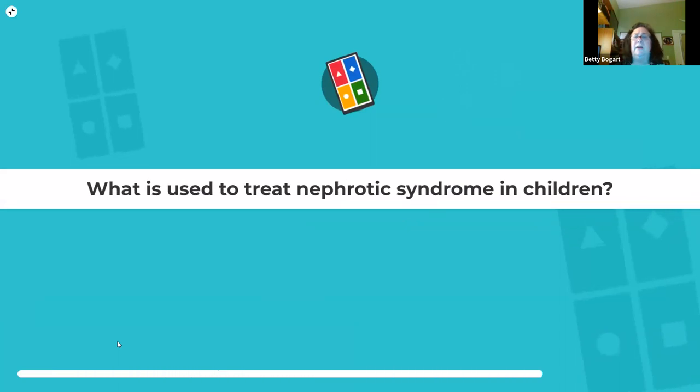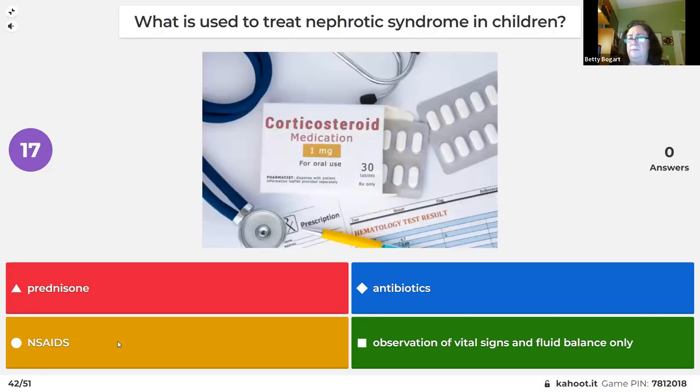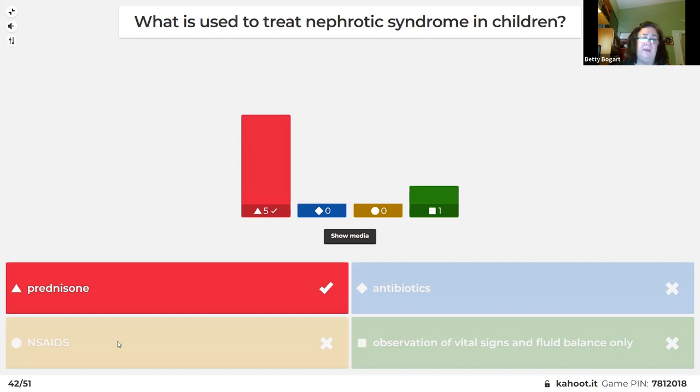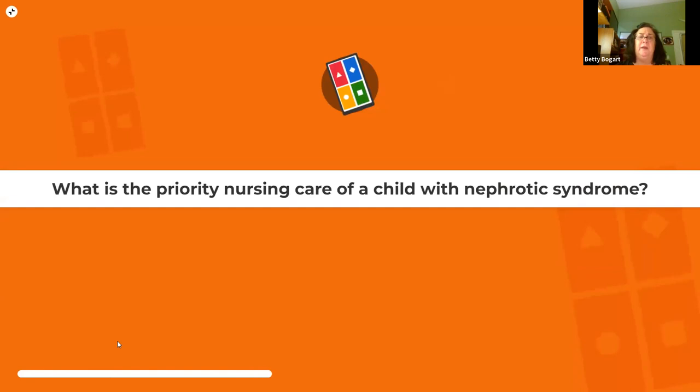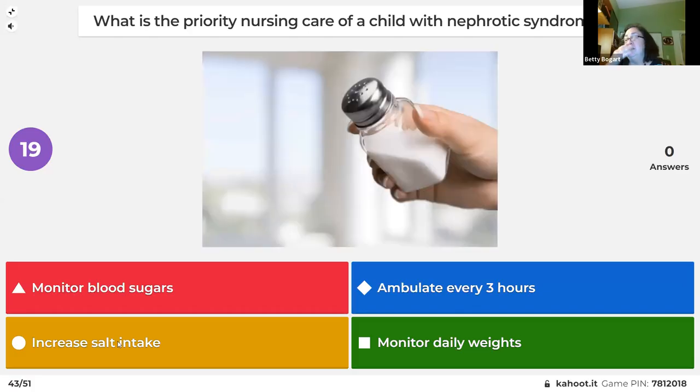What is used to treat nephrotic syndrome in children? Prednisone is absolutely what we do, along with monitoring vital signs, fluid balance, I&O, and daily weights. What is the priority nursing care of a child with nephrotic syndrome? Priority.